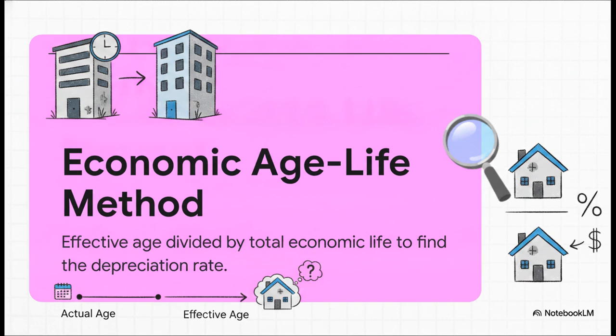But here is the absolutely critical distinction for your notes. Effective age is not necessarily the building's actual, chronological age. Instead, it reflects the age the property appears to be based purely on its current condition. So, if a building looks to be 20 years old and has an estimated economic life of 40 years, you just divide 20 by 40 and the building is considered 50% depreciated. You then simply multiply that rate by the replacement or reproduction cost.